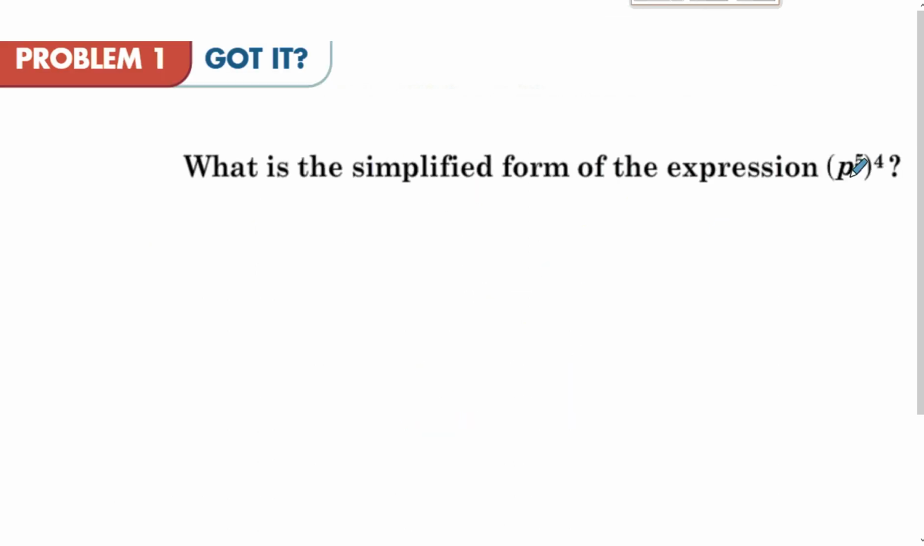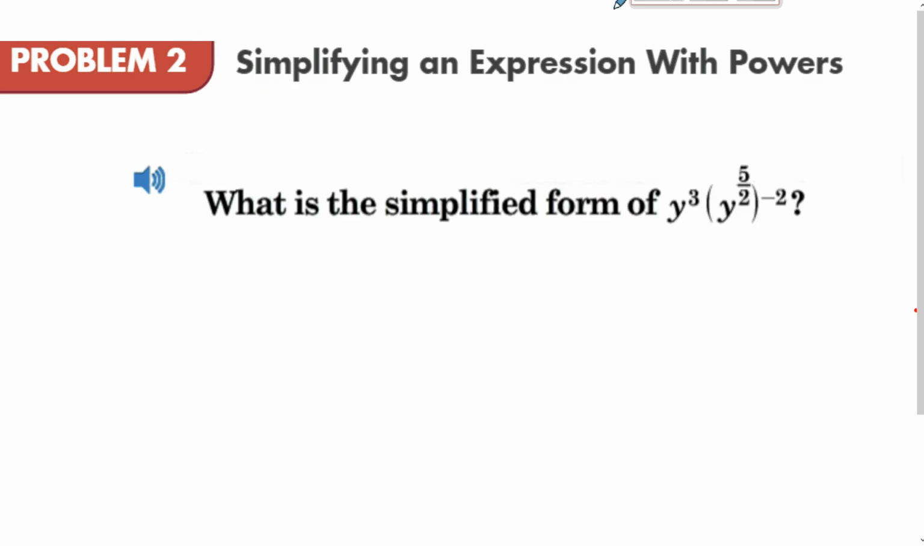Okay, so here's an example. You can pause the video and you can do that on your own. p to the 5th raised to the 4th. So exponent raised to exponent, multiply. Okay, here's another one, so a little bit more. Next type. Go ahead and get that down, highlight it.